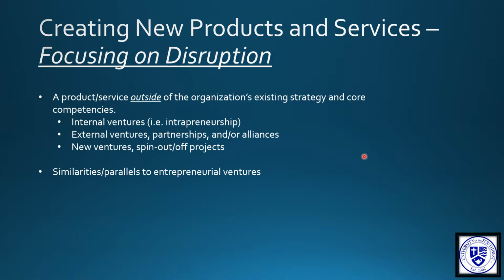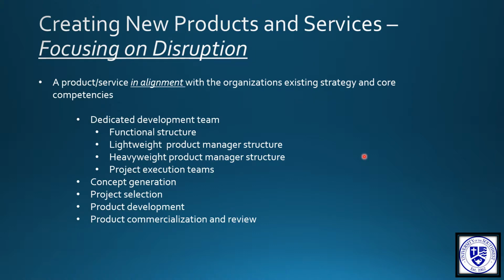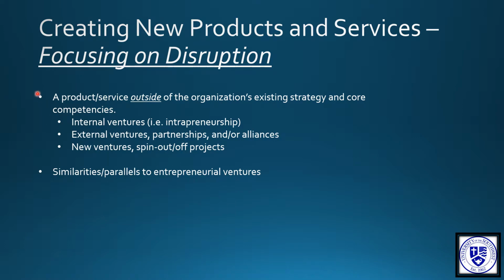So what happens if we've gone through the innovative strategy process, we've searched out opportunities, and those opportunities were outside of our existing strategy or core competencies, and we selected an innovative project that is outside of our existing strategy or core competency?